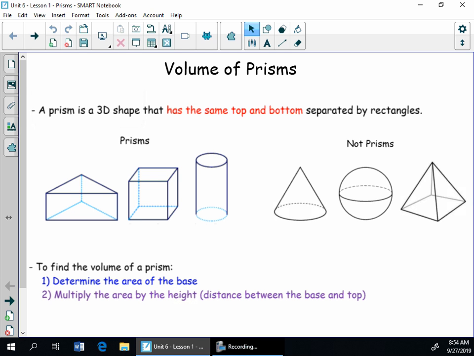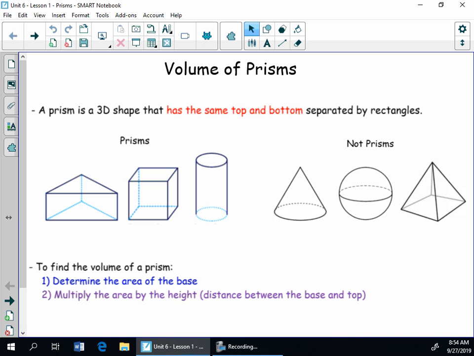In this next unit, we're going to start taking a look at three-dimensional objects, and we're going to be trying to find the volume of them. Volume is related to area. The area is two-dimensional, volume is three-dimensional. We use some of the same skills, some of the same formulas, we just have to take it to the next stage. And the first idea about volume is we have a bunch of different shapes.